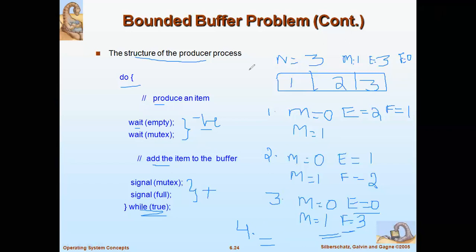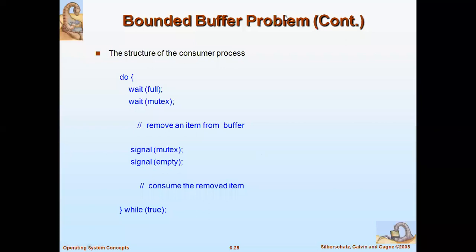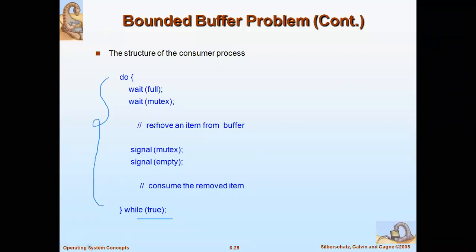We will now take the same configuration, m is equal to 1, full is equal to 3, and e is equal to 0, for the consumer process. Here we have a consumer process. So this is also an infinite while loop. So we will check this for the consumer. Now we will write the same buffer here. This is buffer 1, this is buffer 2, this is buffer 3, and these are its respective items.